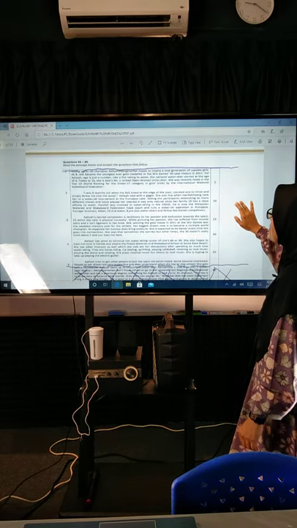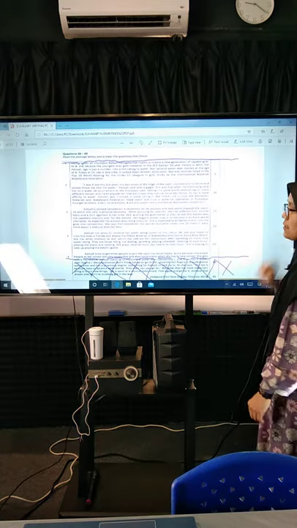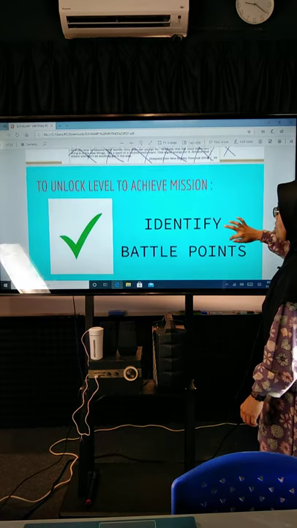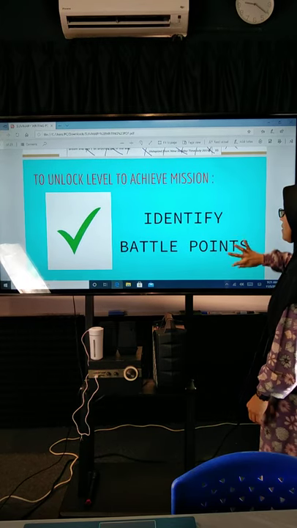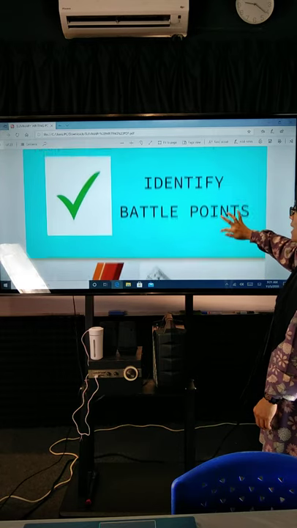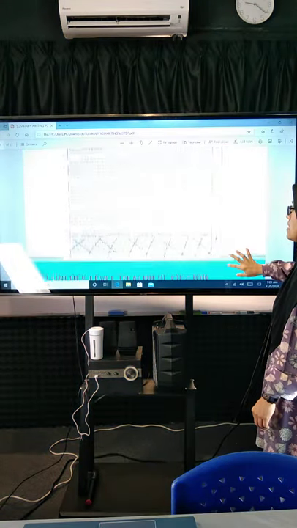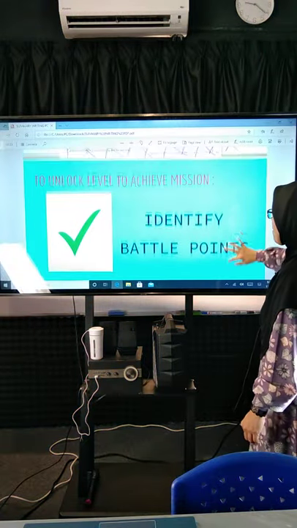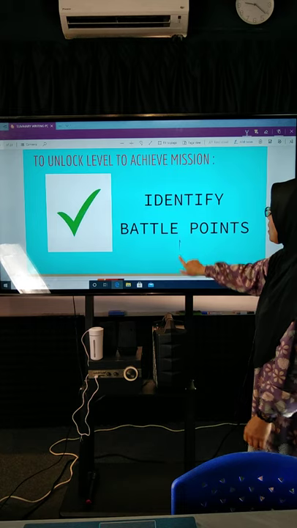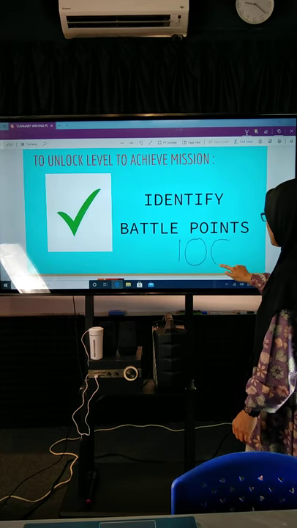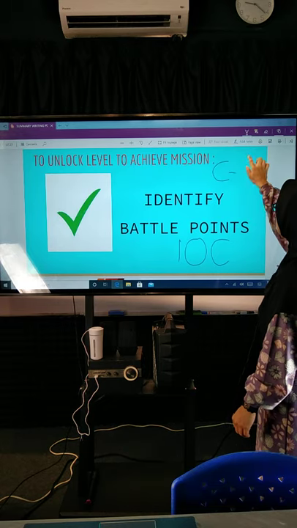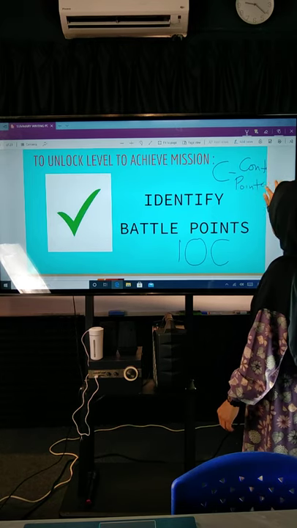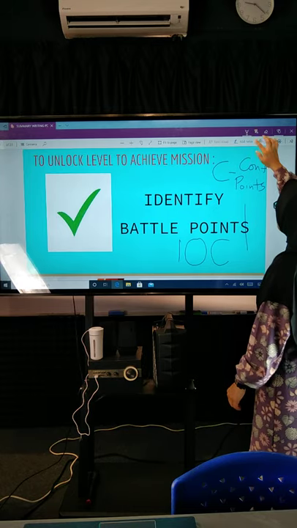So this is your battleground. We are going to identify the battle points after this. This is where 10C comes into action. The battle points here are the 10C. C means content points, maximum 10 content points.